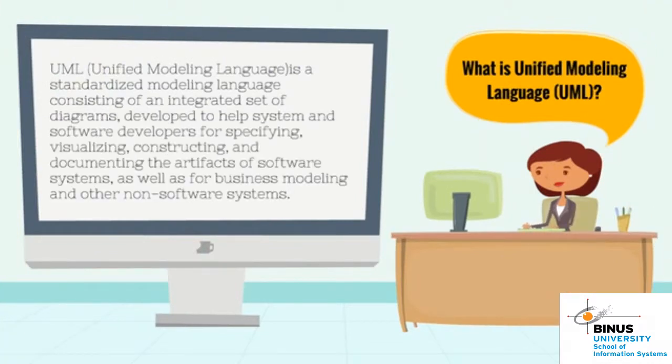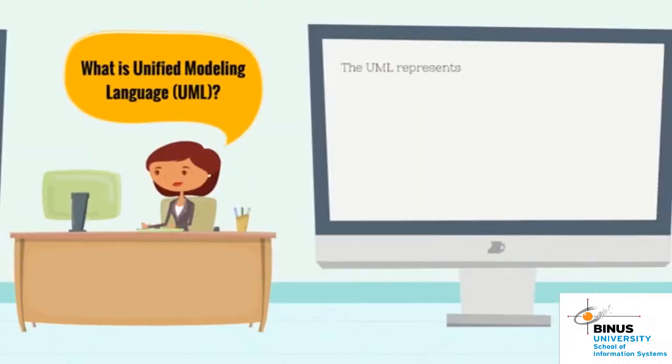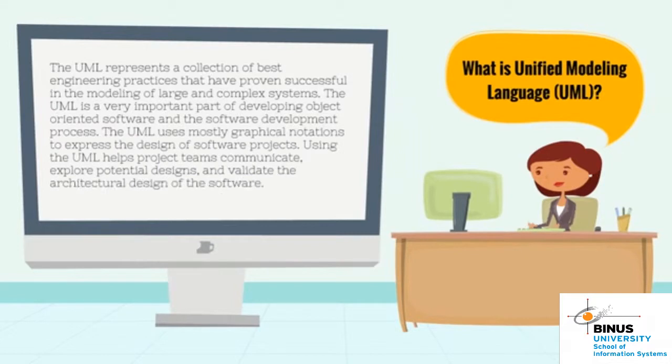UML is a standardized modeling language, consisting of an integrated set of diagrams, developed to help system and software developers for specifying, visualizing, constructing and documenting the artifacts of software system. UML mostly uses graphical notations to express the design of software projects. UML helps team communication, potential designs exploration, and architectural software design validation.